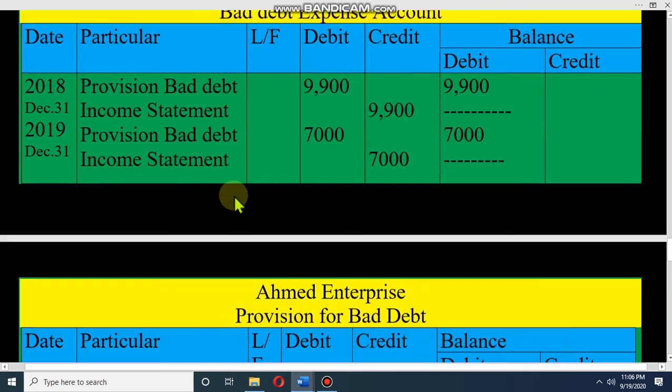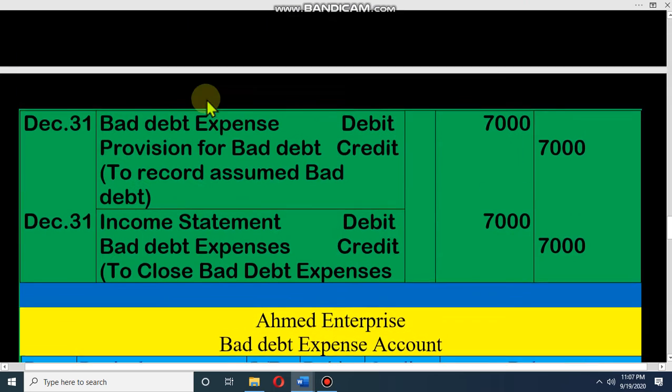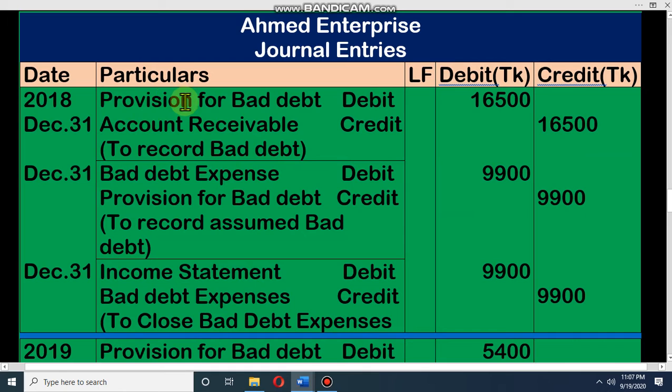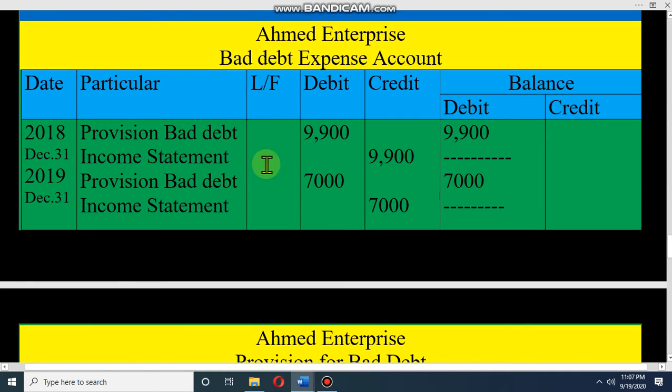Now dear student, the ledger account. All of you know that in the ledger there are 7 columns in modern balance format. For the ledger account we have to do posting, and you have learned in class 9 and 10 how to do the ledger. For the bad debt expense account, look at the journal: in this journal we have bad debt expense, and in this journal bad debt expense. So you have to write the opposite account. Here the opposite account is provision for bad debt, here the opposite account is income statement.